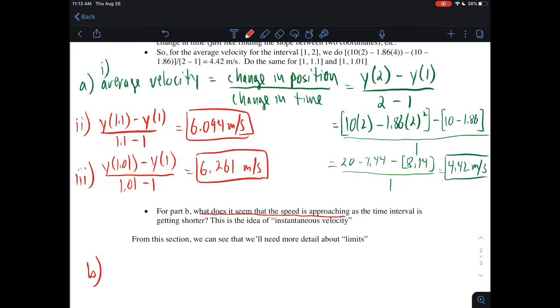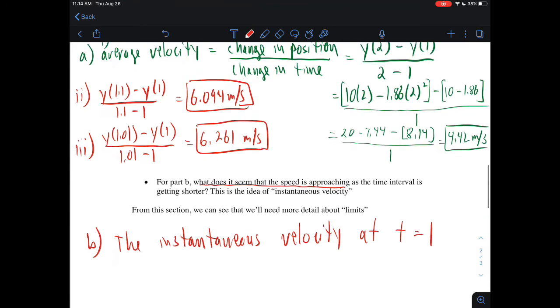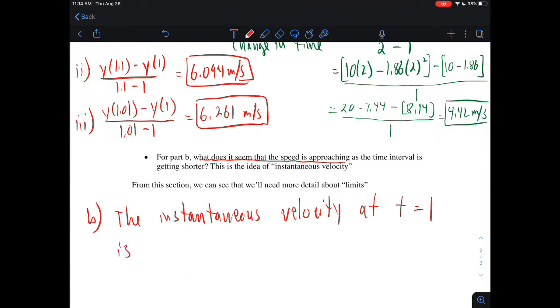It seems that the speed is approaching. We could use the answer that we just finished with, the instantaneous velocity at t equal 1 is approximately, we could say 6.26, if we just want to use 2 decimal places, meters per second.